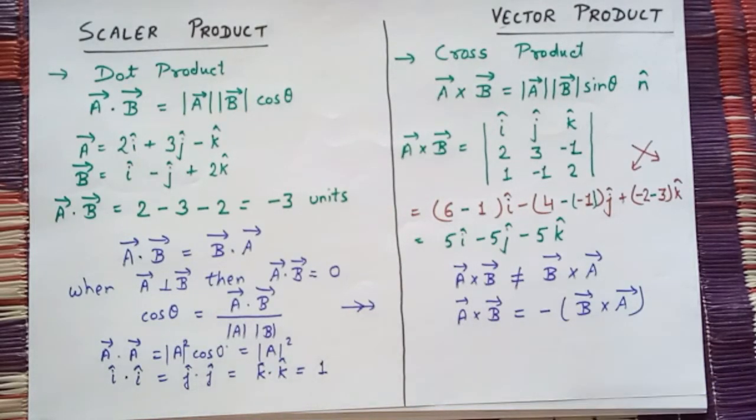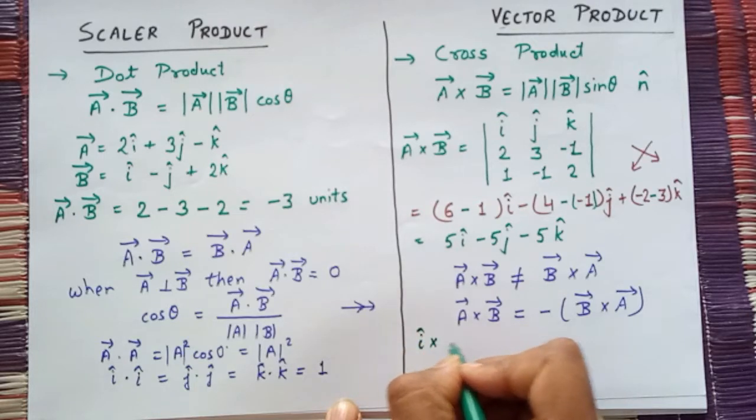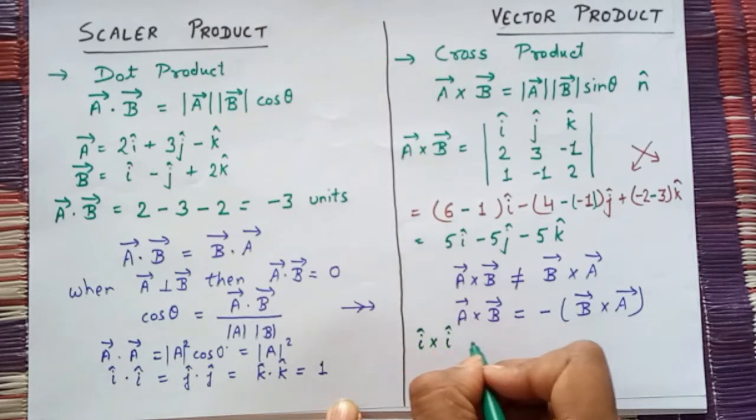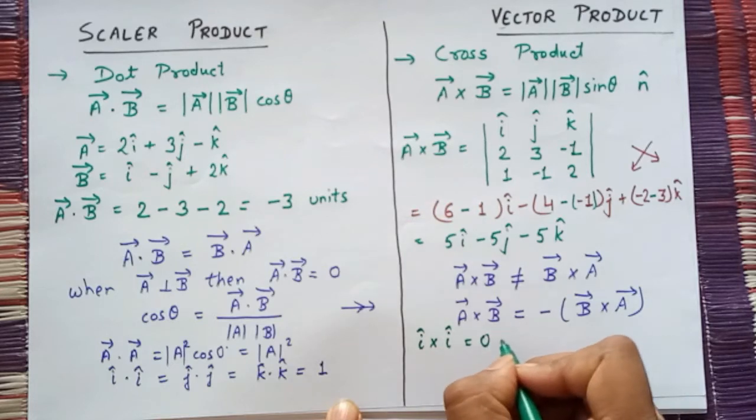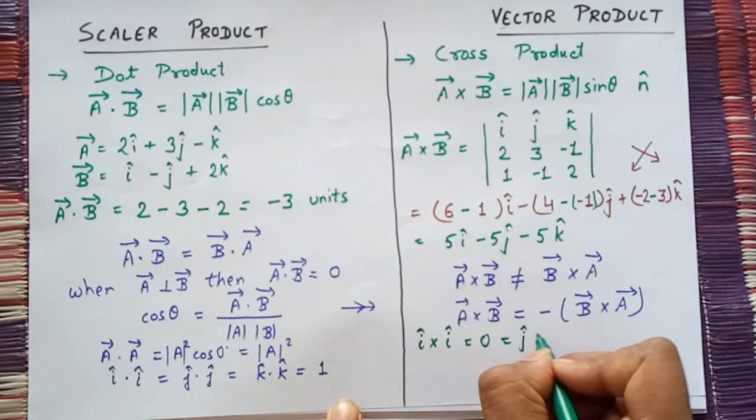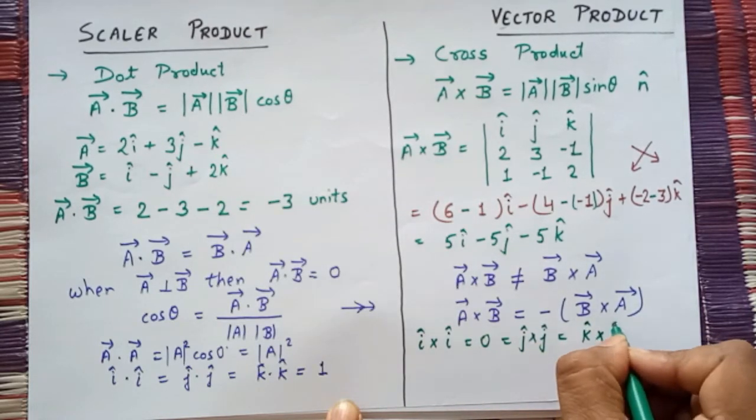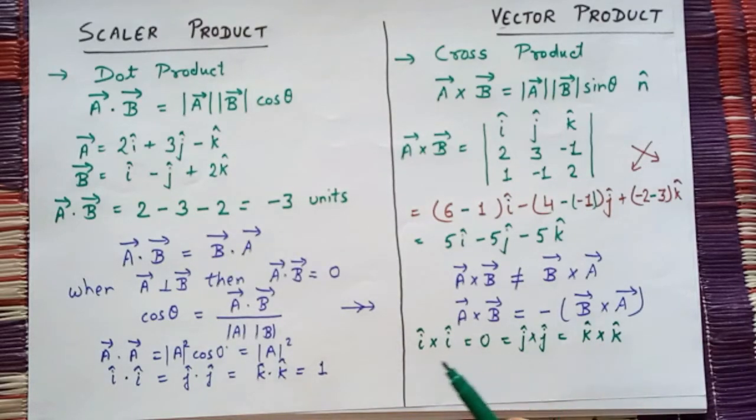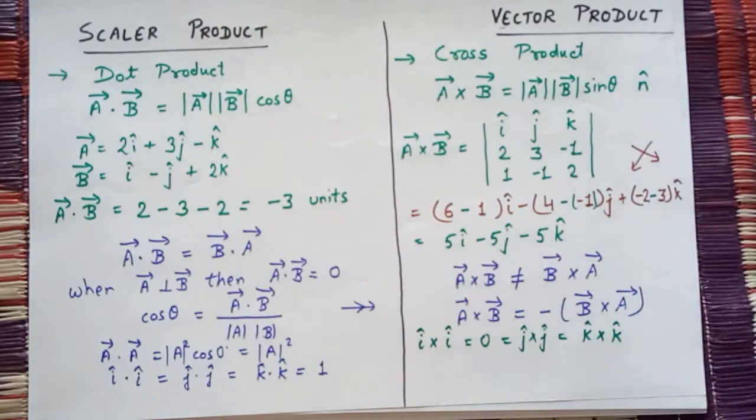But here i cap cross i cap will be 0. It is also equal to j cap cross j cap, and it is also equal to k cap cross k cap. In every situation, the angle between the two vectors is 0, so sine 0 will give us 0 only.